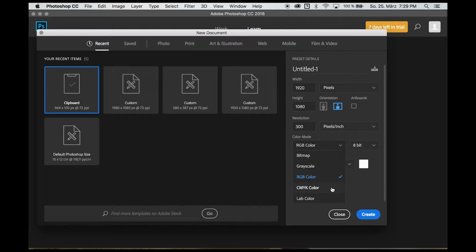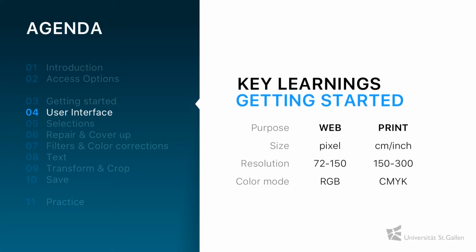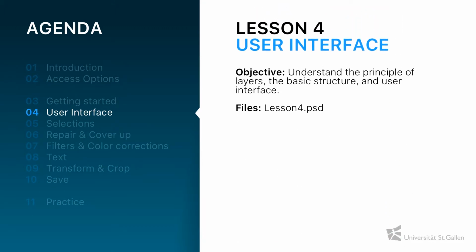Our main takeaways for setting up your document are: when using Photoshop for web purposes, determine the size by using dots. The resolution should be somewhere between 72 and 150 DPI, and the color mode should be set to RGB. When you want to use Photoshop for printing an image, you can set the size in inches or centimeters to the exact measurements. For sufficient quality, you should use 150 to around 300 DPI, and the color mode should be set to CMYK. Now we're going to talk about Photoshop's user interface.